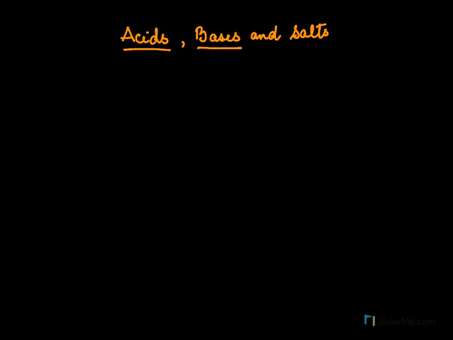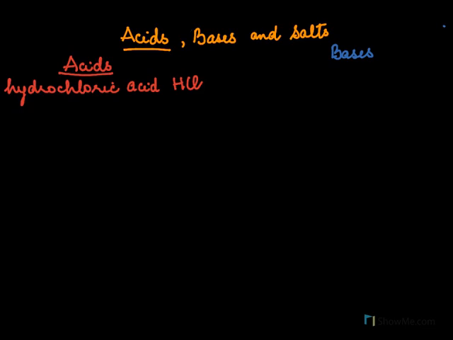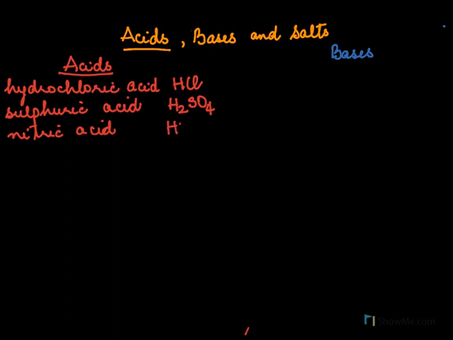These are all acids. So first we have hydrochloric acid, we write it as HCl. Then we have sulfuric acid, we write it as H2SO4. Then we have nitric acid and we write it as HNO3. We have acetic acid, the vinegar that we use in our homes, and we write it as CH3COOH.